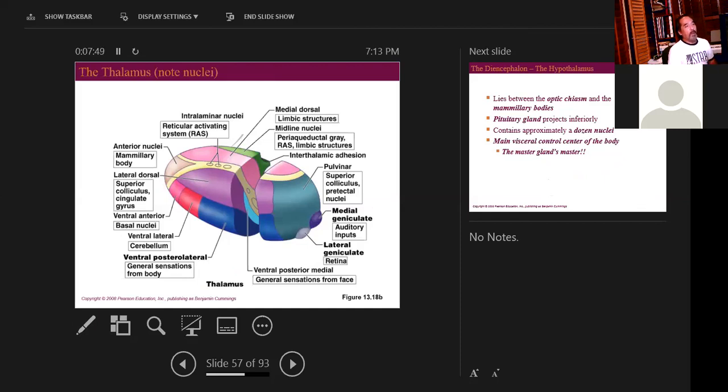So I'm not going to be asking you about the different functions of each of the nuclei. I just want to show that this is where all the afferent impulses will pass through, which is the thalamus, before it can go into your cerebrum. Remember, these are nuclei, so these are gray matter, okay? So that structure that looks like an egg is made out of cell bodies.